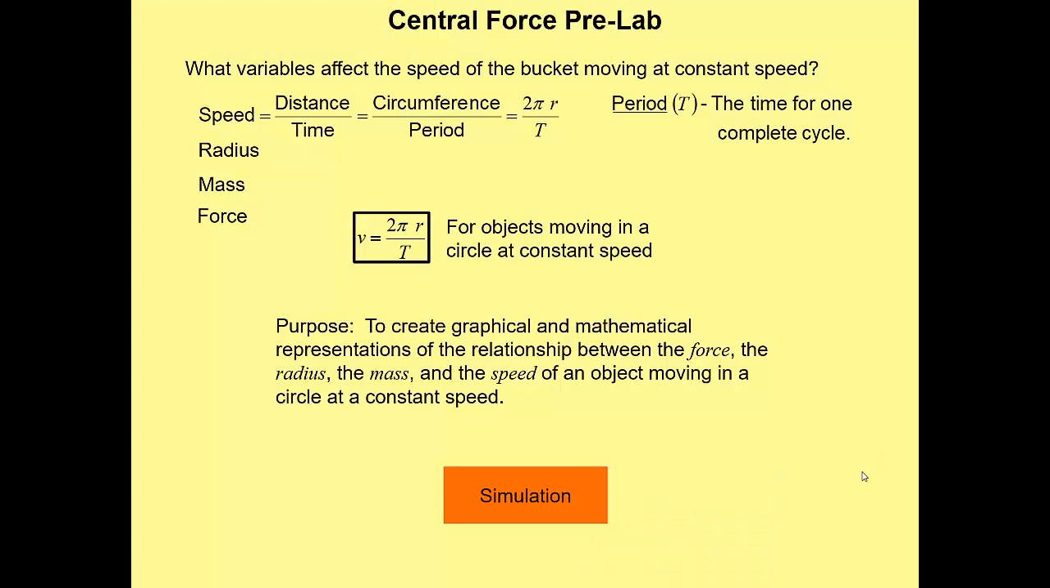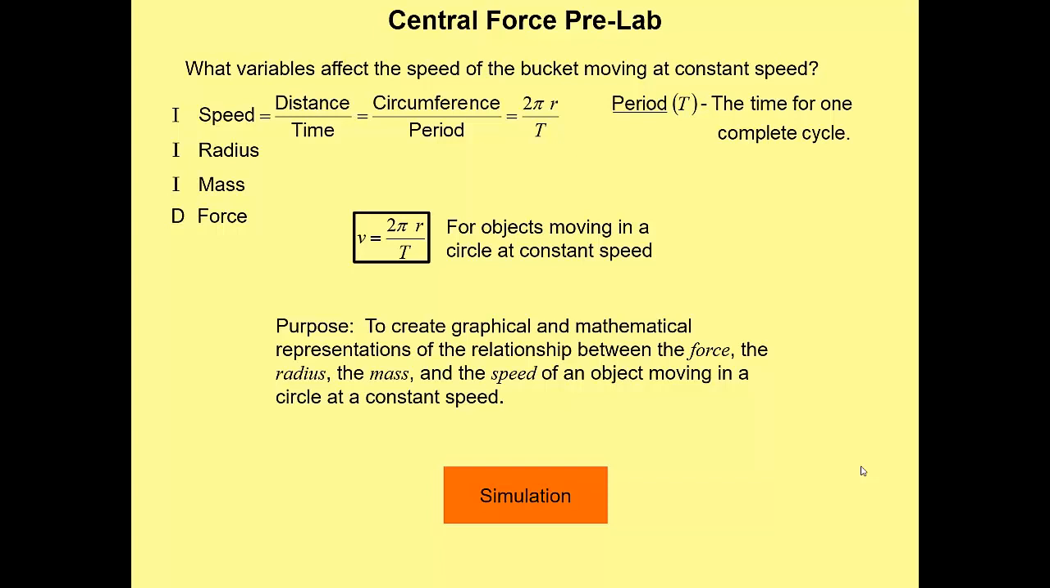Now, it is going to take some graphing. Since our speed is independent, we can control it with the slider. The radius is independent and the mass is independent and the force is dependent. In each part of the lab, you're going to have a graph of force on the vertical axis and one of the other variables on the horizontal. It'll be force versus something.